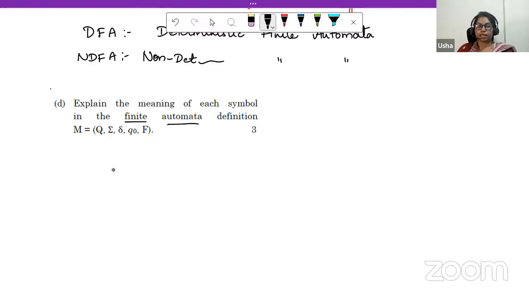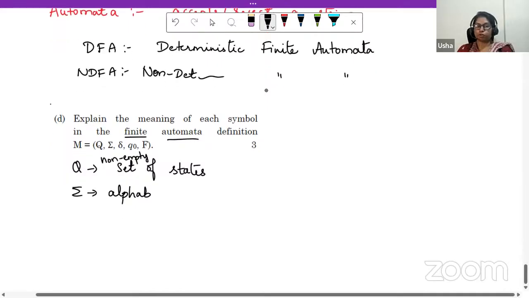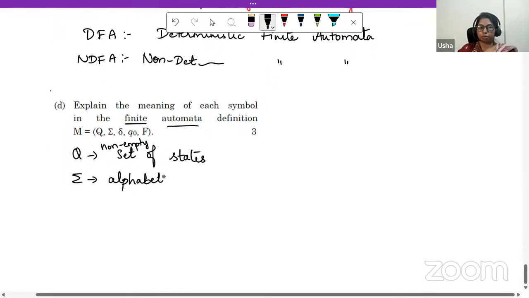Here each one has certain meaning. Q is a set of states, and it cannot be empty. It's a non-empty set of states. Again, please go through the study material for the formal definition. I'm giving you the meaning so that you can easily remember. Then this sigma, it is an alphabet set. Like here in the previous example, we have just A and B. For most of the problems here, we will be taking A and B only. Okay, it is the alphabet set.